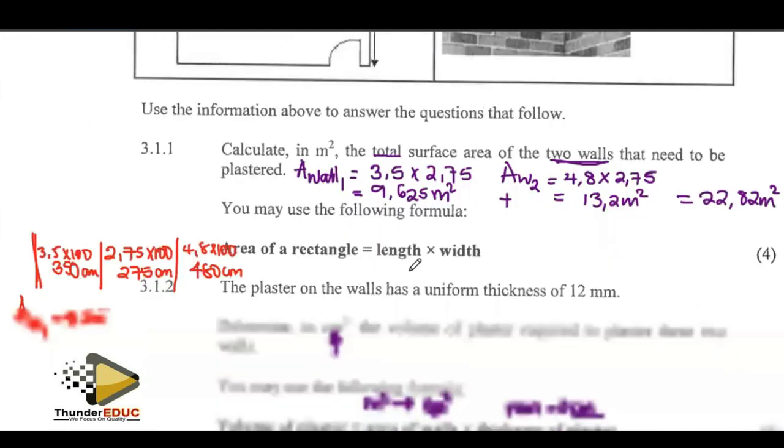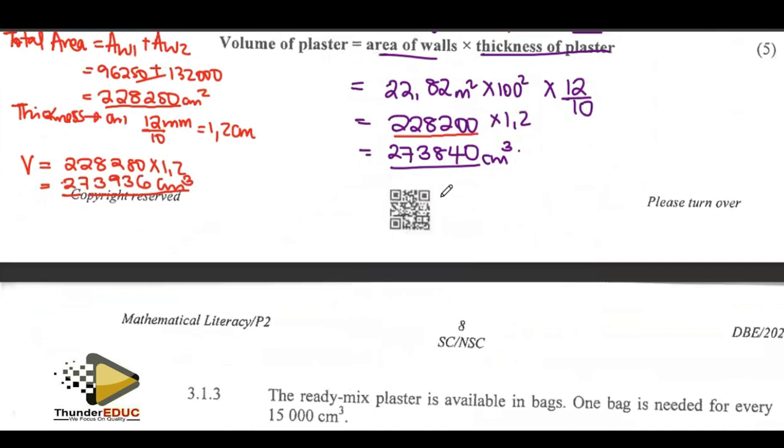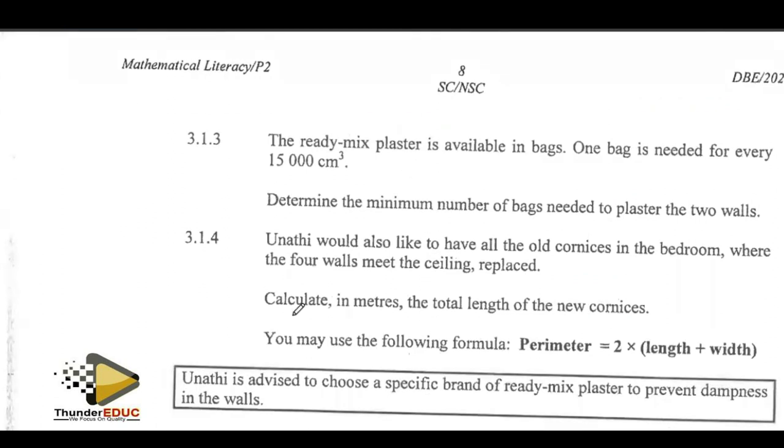All right, that is it. Okay, 3.1.3 it says the ready mixture plaster is available in bags. One bag is needed for every 15,000 centimeters cubed. Determine the minimum number of bags needed to plaster the two walls.